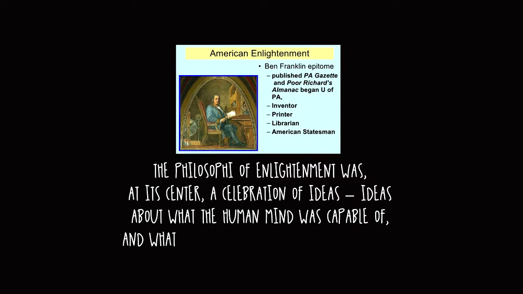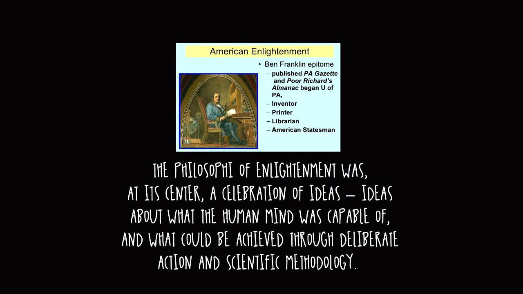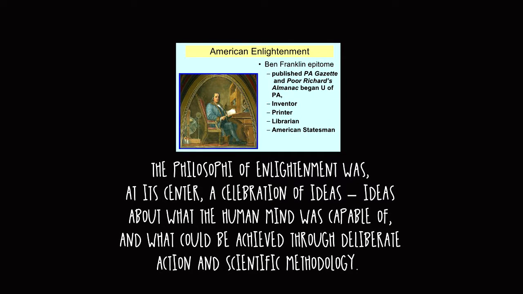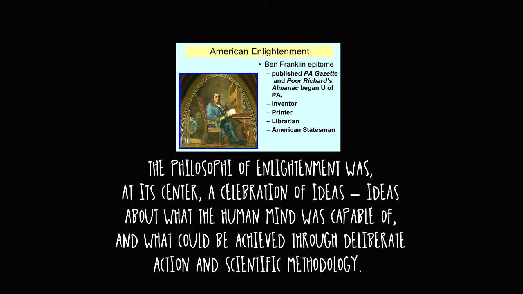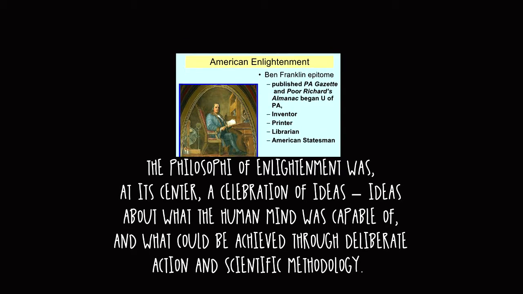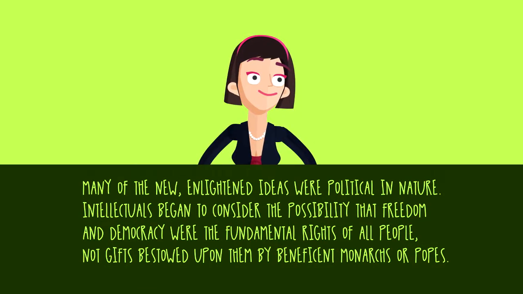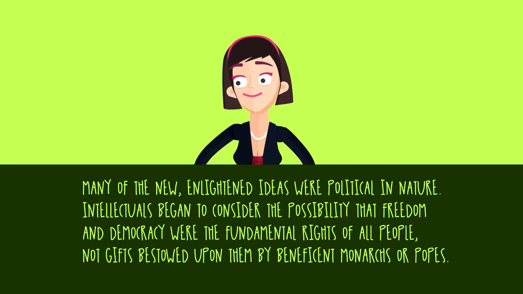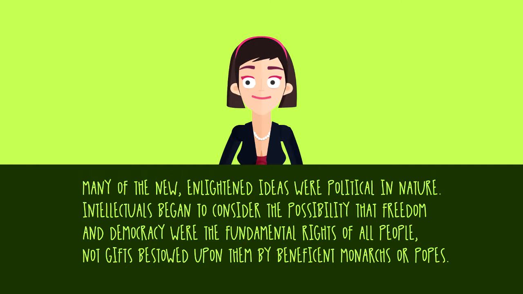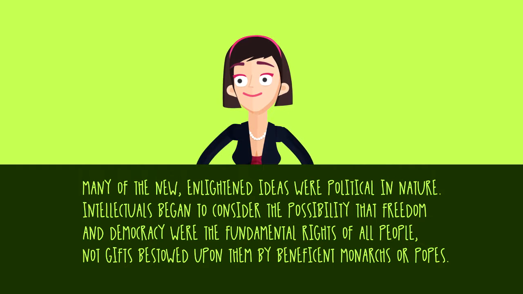The philosophy of the Enlightenment is at the center a celebration of ideas about what the human mind was capable of, what could be achieved through deliberate action and scientific methodology. Many of the new Enlightenment ideas were political in nature. Intellectuals began to consider the possibility that freedom and democracy were the fundamental rights of the people, not gifts bestowed upon them by a beneficent monarch or popes.